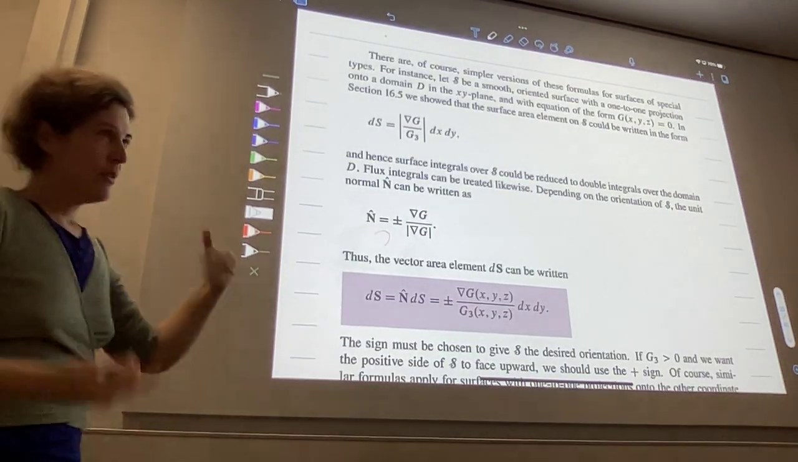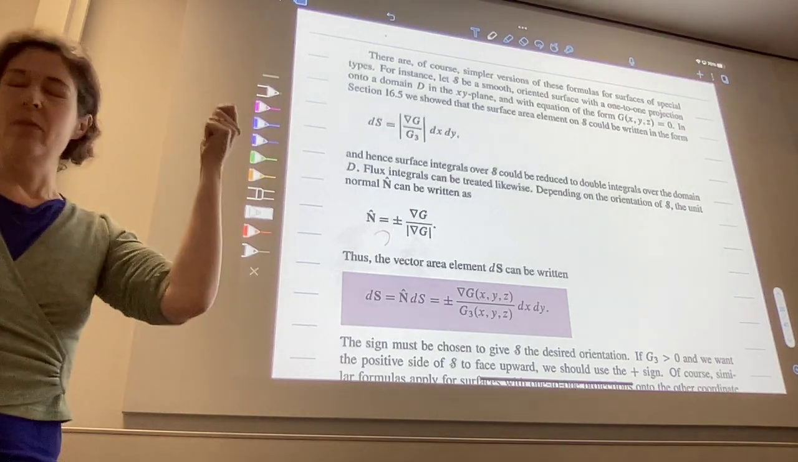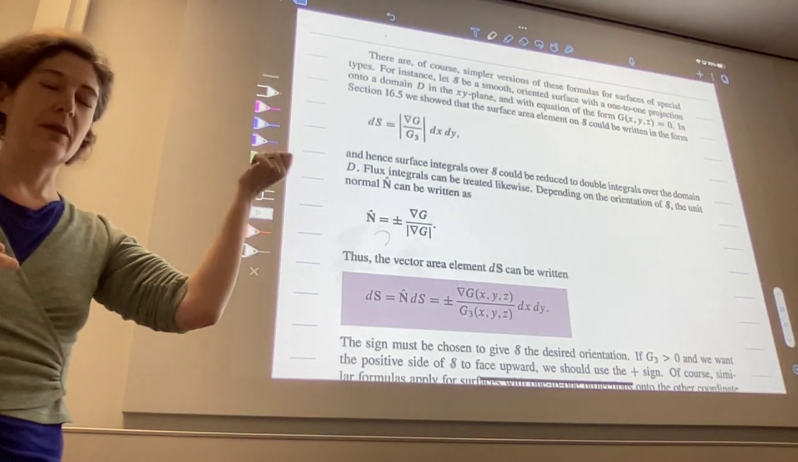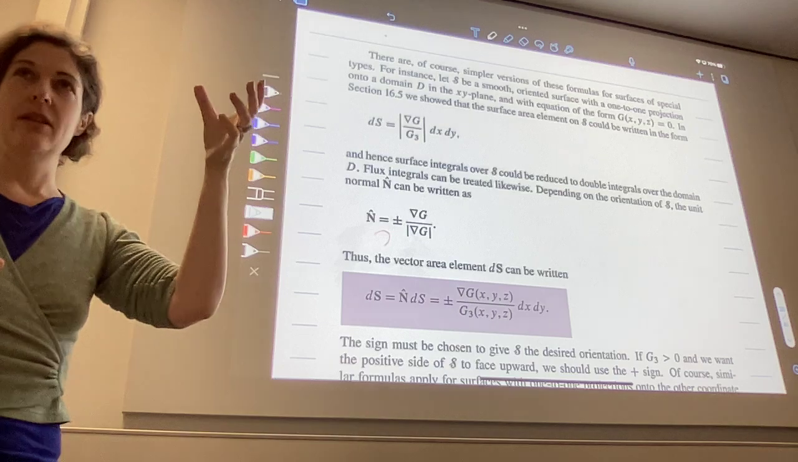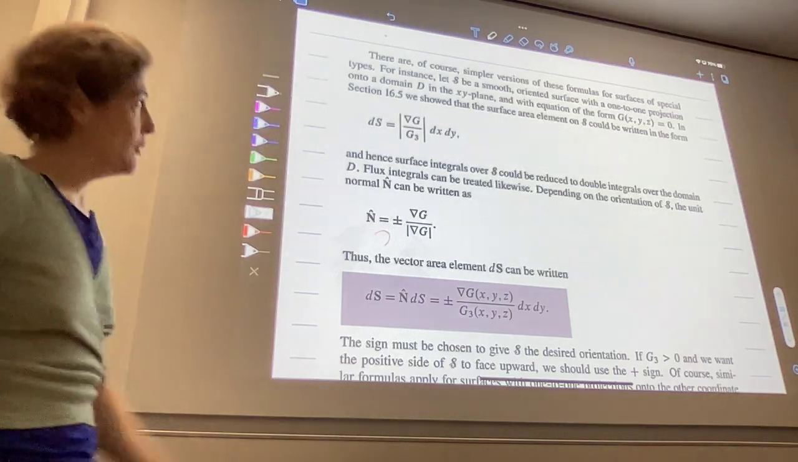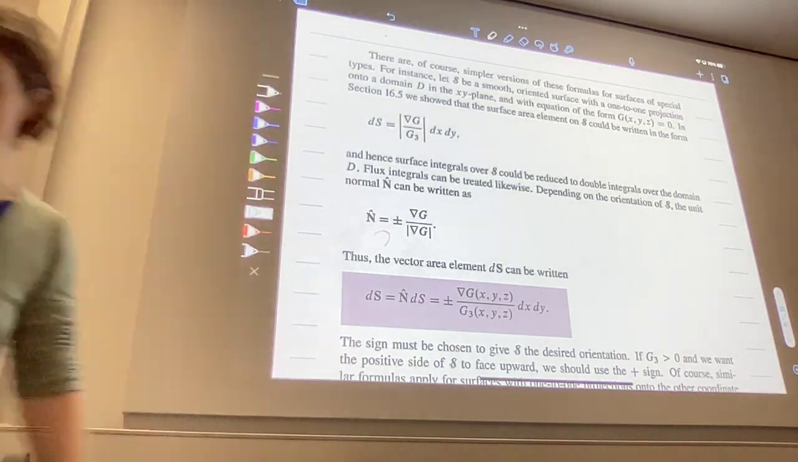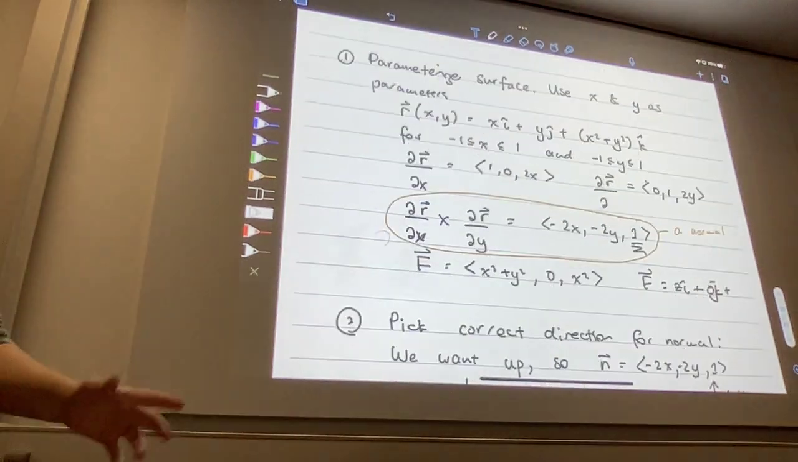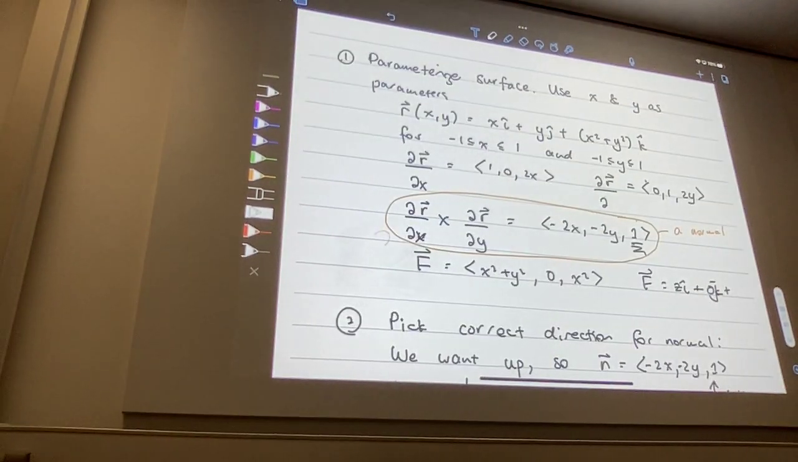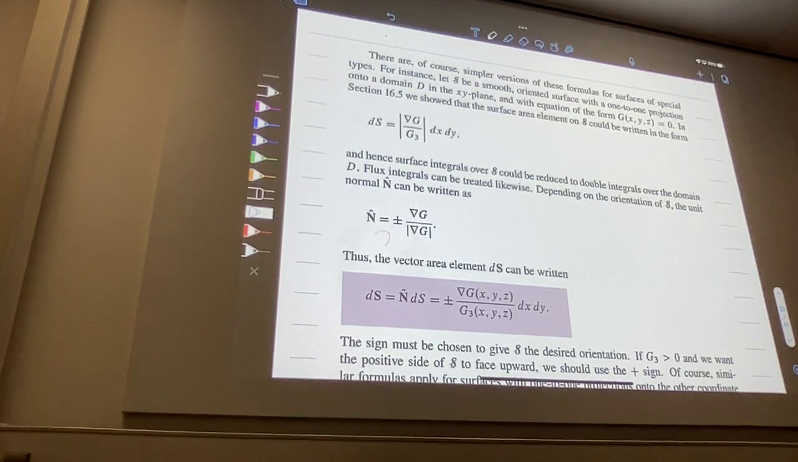So there are shortcuts. Just like for the surface integral of the scalar field, we had a formula that helps. You can read about this. If this helps you, that's fine. I pretty much always just go back to basics, because I struggle to remember things like this, but you can read this if you want to.